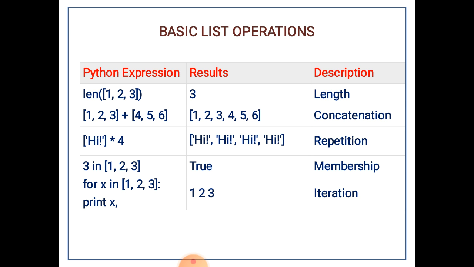Now coming to the for in operator, as you see the example there, for x in [1, 2, 3]: print x. So the value of x has been given there as 1, next 2, next 3, that is a list. It is going to print the values in the list. 1 2 3 has been printed there. So this for in operator is called the iteration operator.